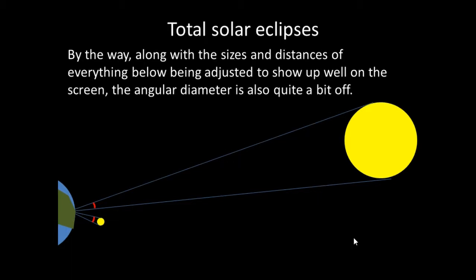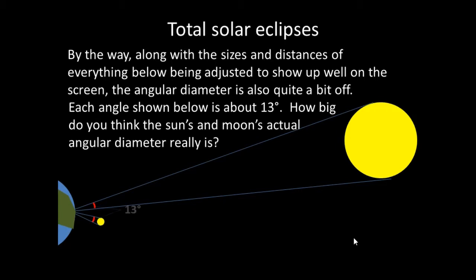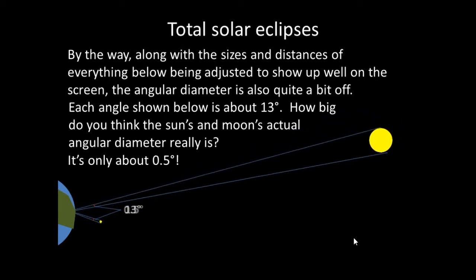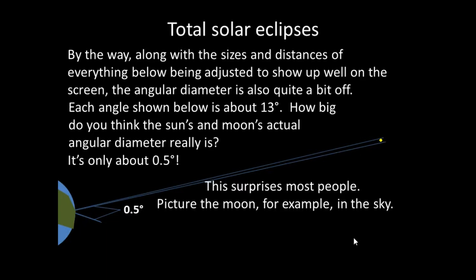And by the way, along with the sizes and distances of everything being adjusted to show up well on the screen, the angular diameter is also quite a bit off. Each angle shown below is about 13 degrees. How big do you think the sun and moon's actual angular diameter really is? It's only about 0.5 degrees. That's what 0.5 looks like.